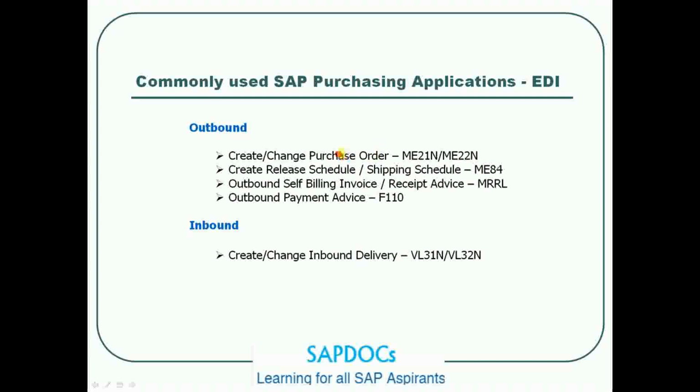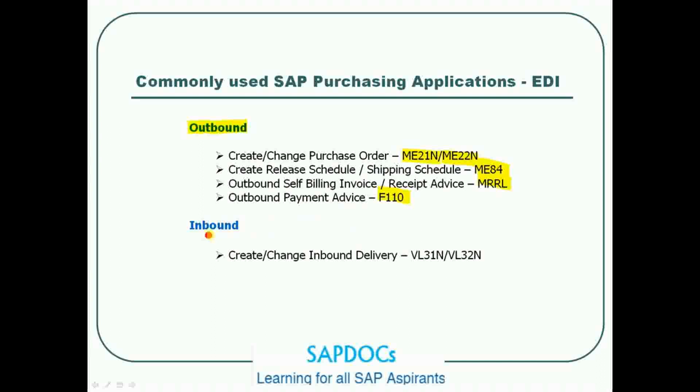Some more transactions on the MM side, the purchasing application. This is where you are going to interact with your suppliers. For the outbound, create and change purchase order on the MM side, ME21N and ME22N. Create release schedule, shipping schedule, ME84. Self-billing invoice or receipt advice, MRRL. And outbound payment advice when you're paying the suppliers.